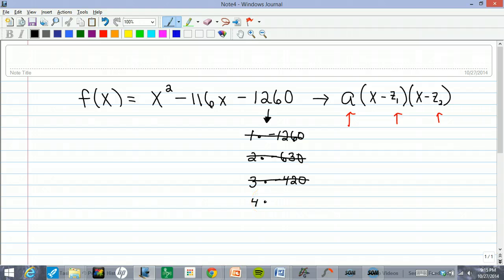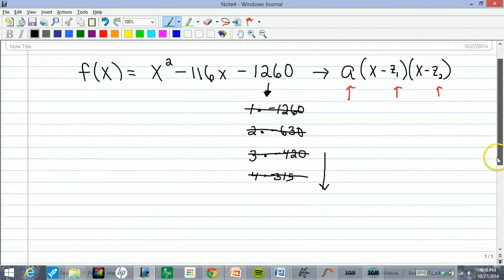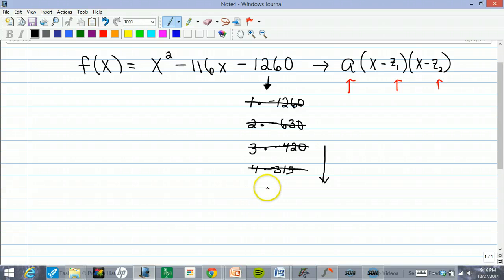4 times 315. Actually, we need a negative value here. Starting to get closer to negative 116. Well, I leave it to you to persevere and figure out the two numbers. Continue this list on yourself, but at some point you probably would come to 10 times, hey, that's pretty easy, 10 times negative 126. And when you add these two numbers, you do get your negative 116.